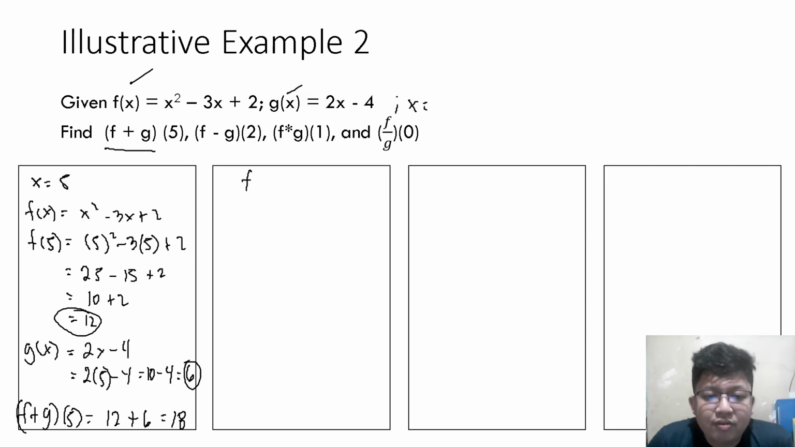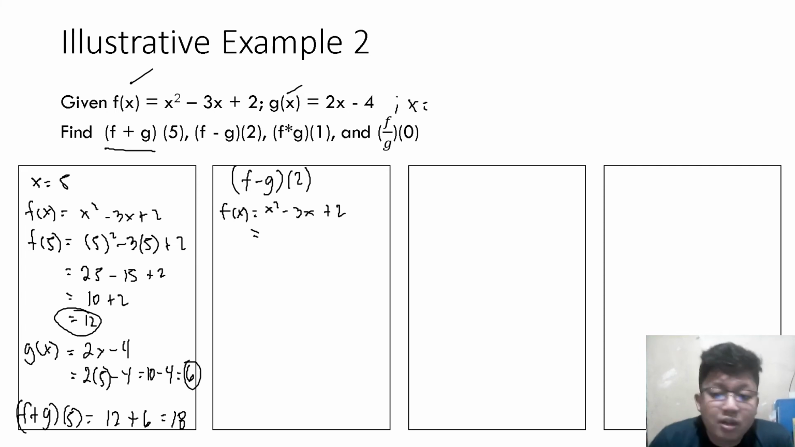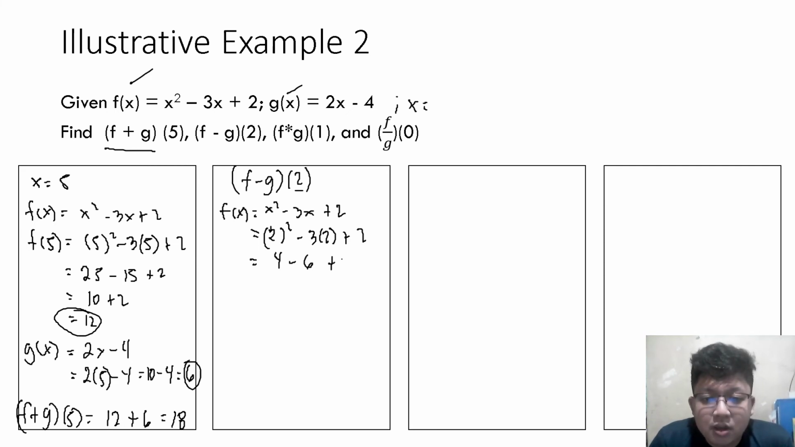We will use f minus g of 2. Ayan. So same thing, f of x muna po tayo. So x squared minus 3x plus 2. Ano po ang gagawin natin ulit? We will just substitute the values. So we only have 2 here, so we substitute 2 to each x that we have. So this will become 2 squared minus 3 times 2 plus 2. So 2 squared is 4 minus 6 plus 2.